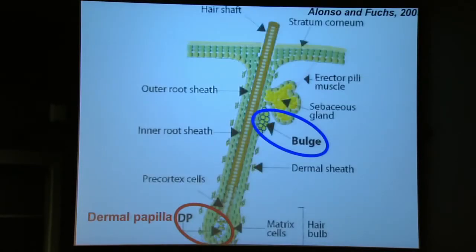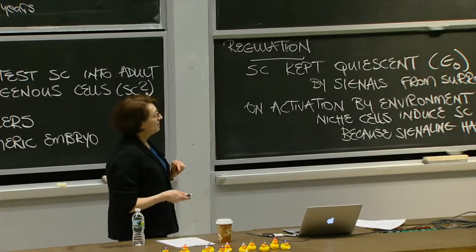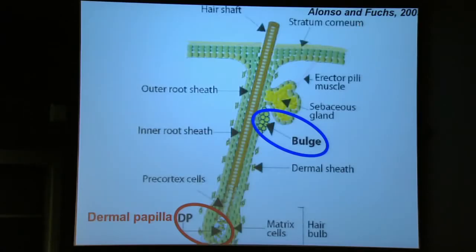One really fantastic example of the niche and the interaction between stem cells and the niche is in the hair. This is from my colleague Elaine Fuchs at Rockefeller, who over many years has figured out that in the hair follicle, this is the hair sticking out of the skin, there's a small group of cells on one side of the hair shaft called the bulge cells, and these bulge cells are the stem cells.